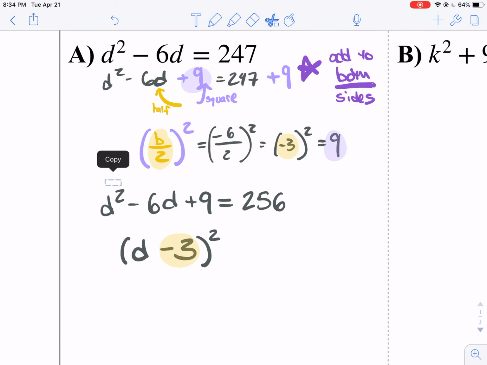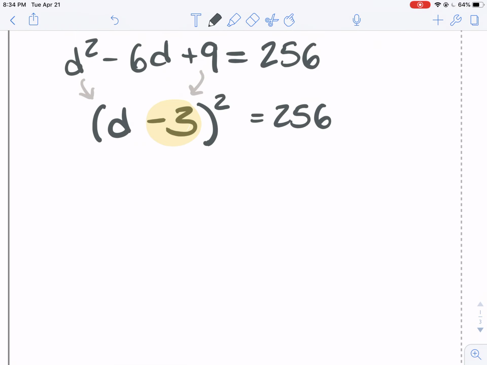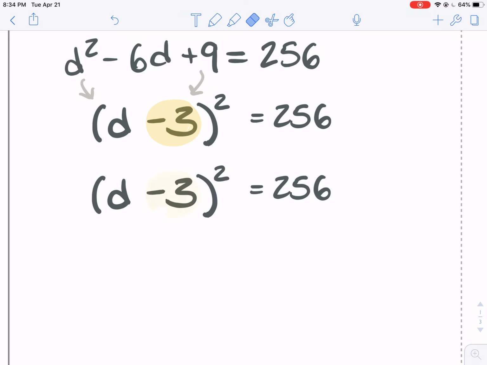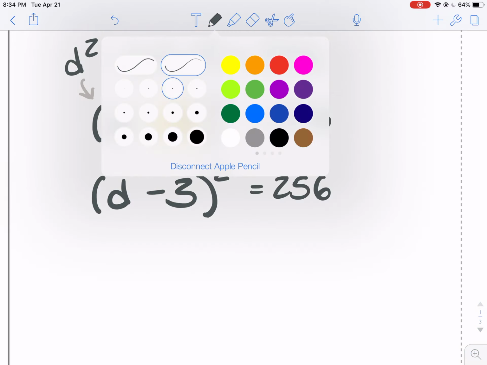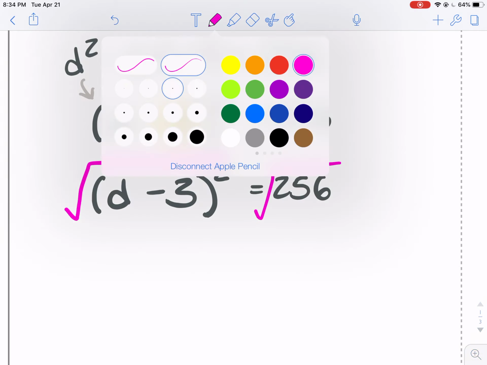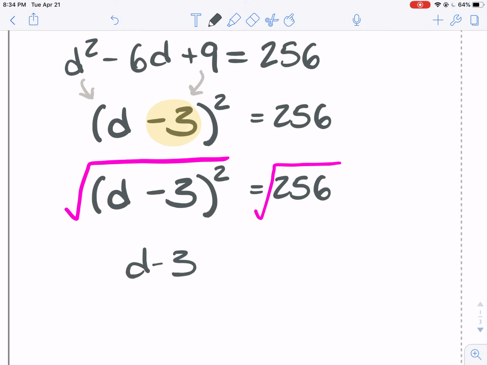So we take the square root of d squared, gives us d. The square root of 9, negative 3, equals 256. Now, to solve here, to undo this, I'm going to rewrite him real quick. To solve this, we want to get our d all by itself. So I want to get rid of that square by taking the square root. Those will cancel out, giving me just d minus 3. And the square root of 256 is 16. Wow, that worked out so nice.